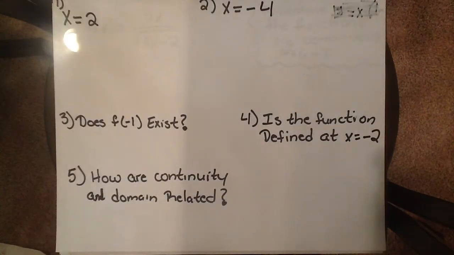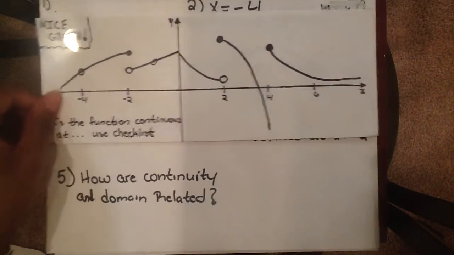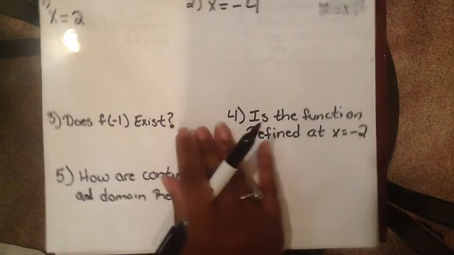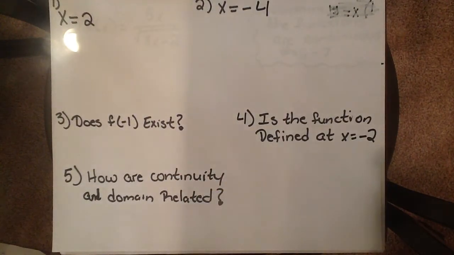Let's get started. For numbers 1 through 4, we're going to use this graph to answer some questions. For number 1 and 2, we're asked to use the continuity checklist to determine if the function is continuous at these values. Our first value is x equals 2.